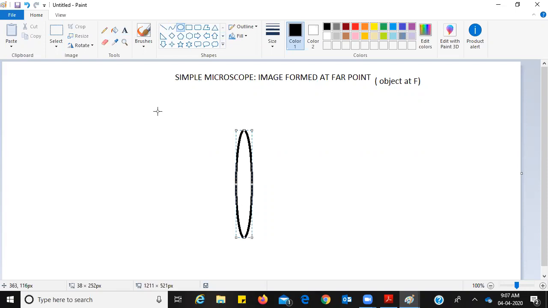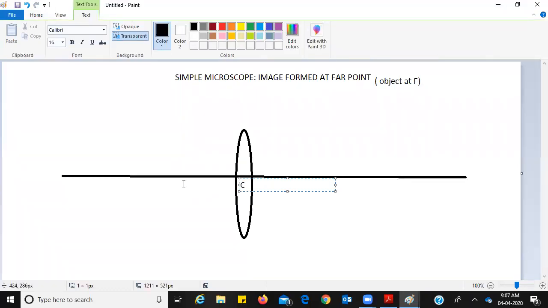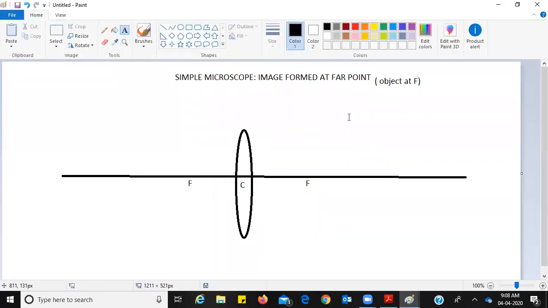Lens, principal axis. You mark the center of the lens as C. F, and the other side also F. This distance should match exactly, otherwise there will be a problem in this case. C to F: if you take 2 centimeters on the left, again 2 centimeters on the right. The object has to be at the focus.